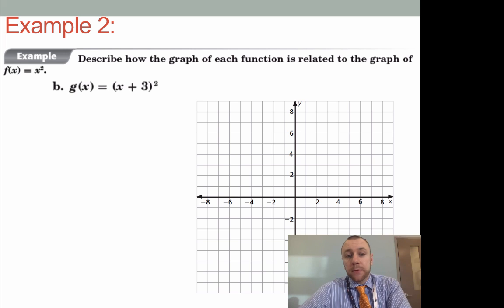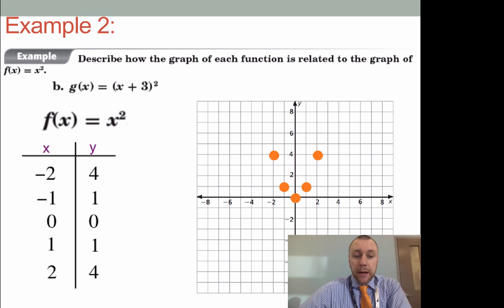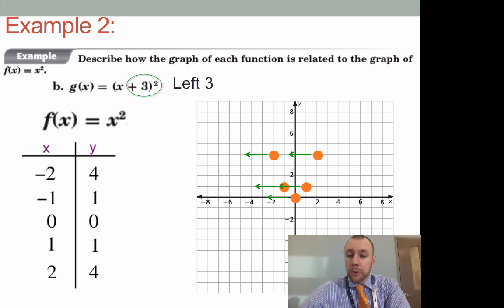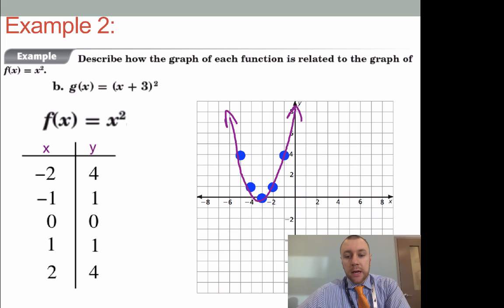The next example is x plus 3 inside the parentheses squared. So again, I start off with my parent function. That's always what we're going to start off with. And then I identify that it's inside, so it's plus, and it's going to move it left 3. So I'm going to take all of those points, and all I'm going to do is move them left 3. I position them, and then I can draw my parabola.